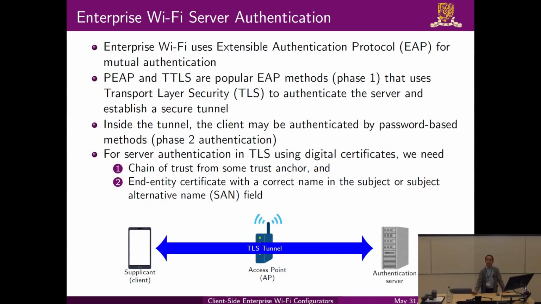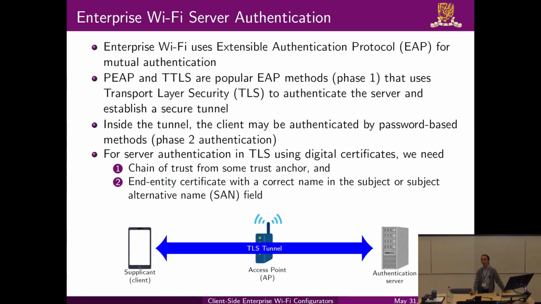For enterprise Wi-Fi, usually EAP is used for mutual authentication to log in to the Wi-Fi. Popular phase 1 methods use TLS, or SSL, that's another name, to authenticate the server and then establish a secure tunnel. After the secure tunnel has been established, some password-based method can be sent inside the tunnel. That's also known as phase 2. And server authentication in TLS is usually done by digital certificates.